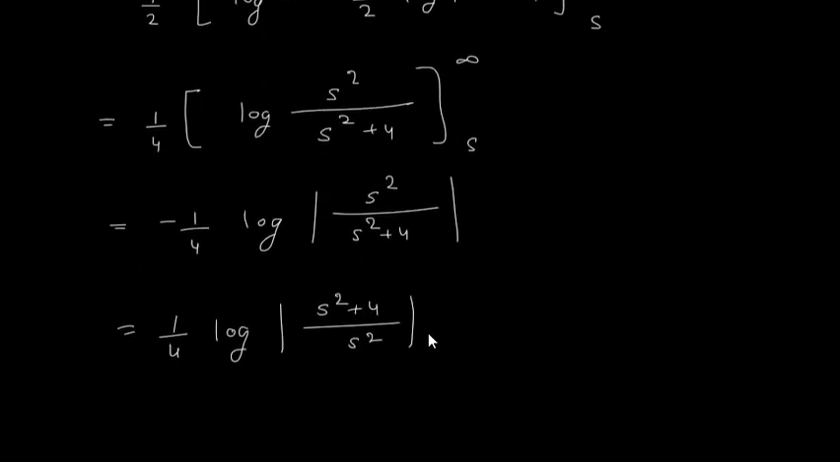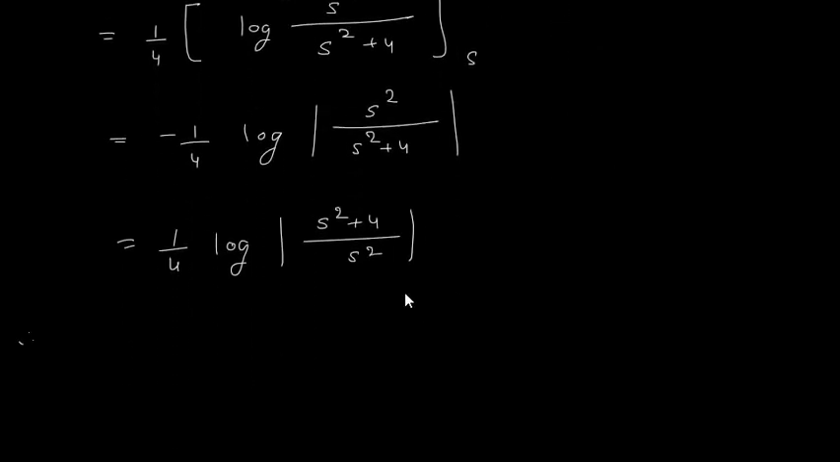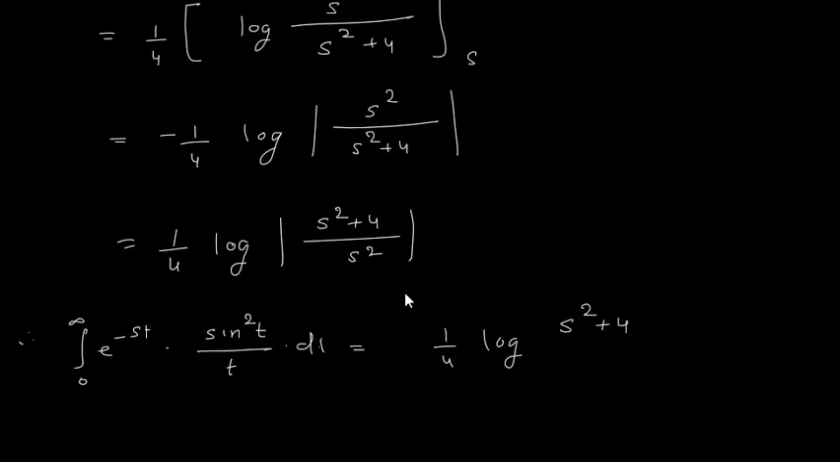So therefore I will say that the integral from 0 to infinity of e raised to minus st into sin square t upon t dt will be equal to 1 upon 4 log of (s square plus 4) upon s square, and the limit, okay, limit already we have applied. Okay, fine. So this bracket is actually not needed.